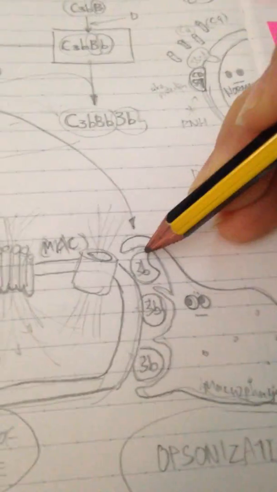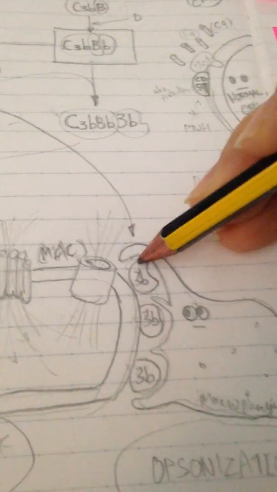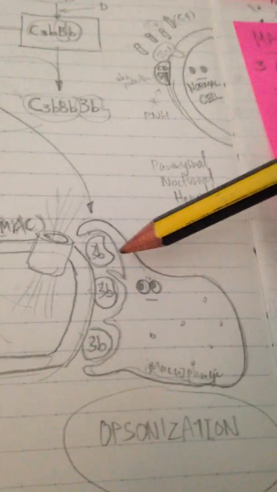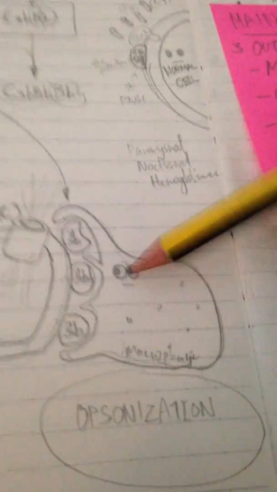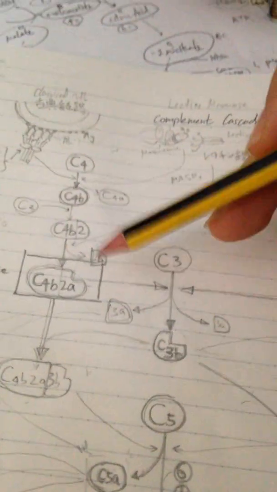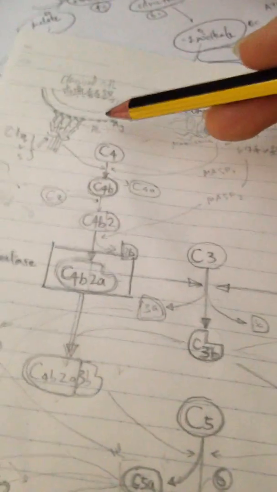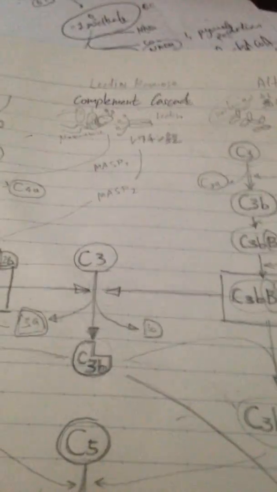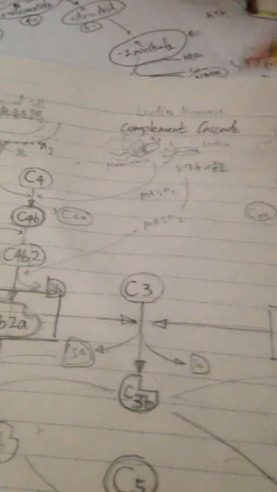What C3b does as well is it attaches to the cells or the pathogen and it basically makes it visible for a macrophage to come and eat it up. So that's called opsonization. All right. So far I've explained everything from the classical pathway, but let me explain the other two pathways of activation.